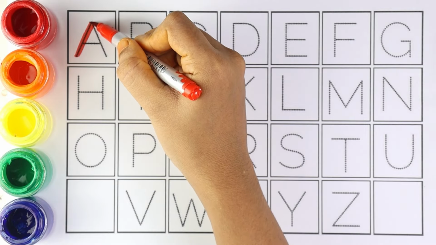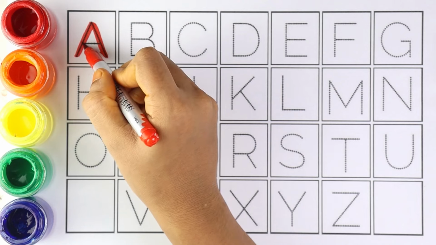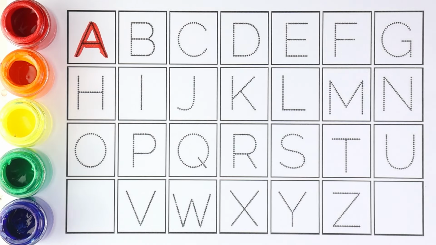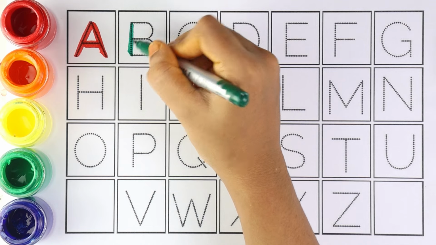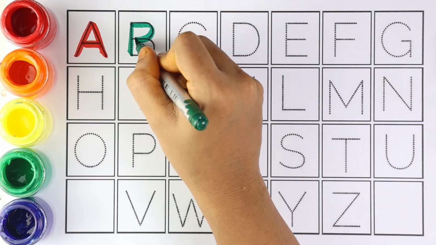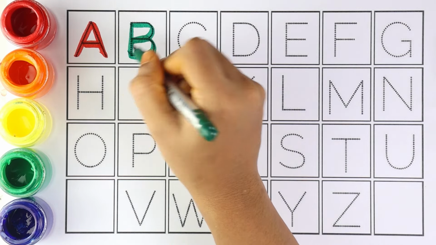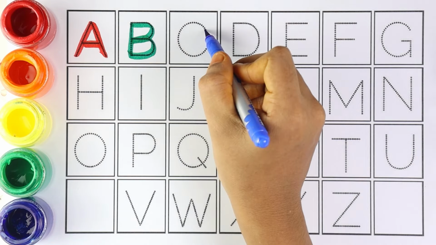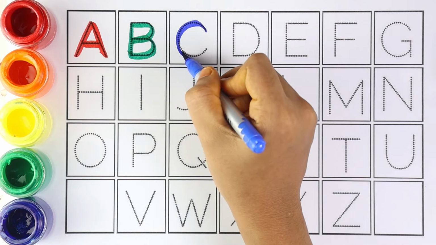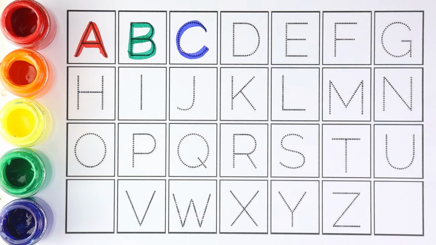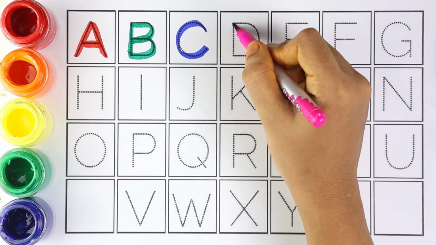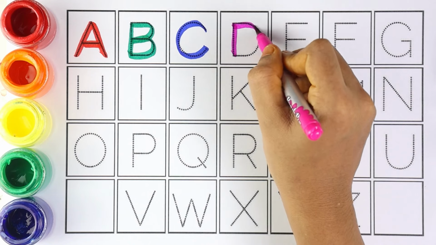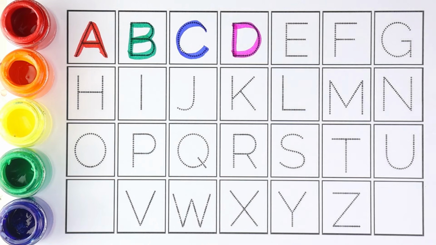A. A for apple. A for airplane. B. B for banana. B for ball. Letter B. C. C for cat. C for car. D. D for duck. D for dog.